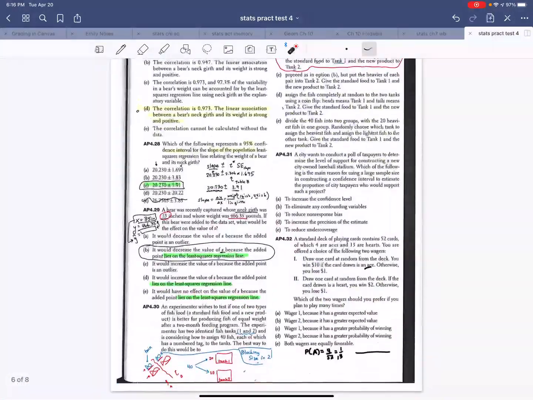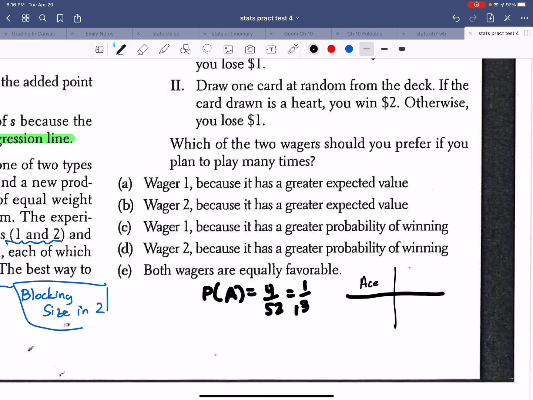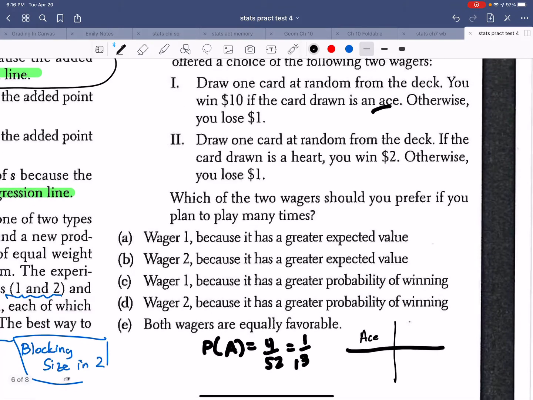In the same way, we have to build the table and then use that expected formula to calculate it. Okay, so let's do that. Either you're going to get an ace, okay? You're only drawing 1 card, right? 1 card. Or you're not going to get an ace.